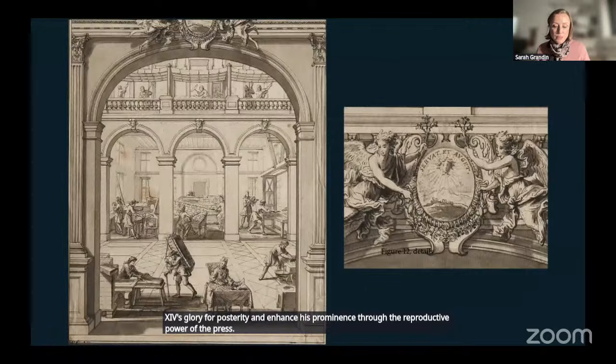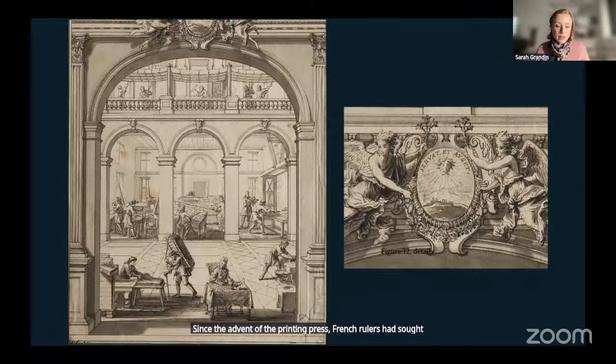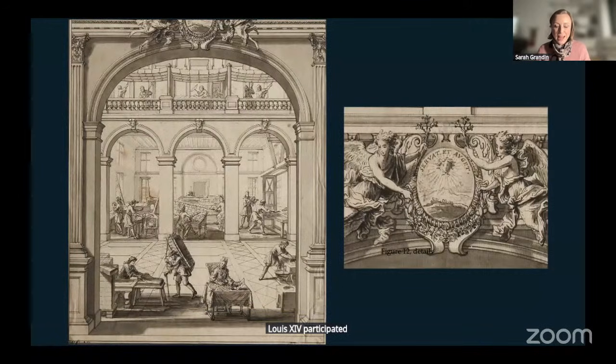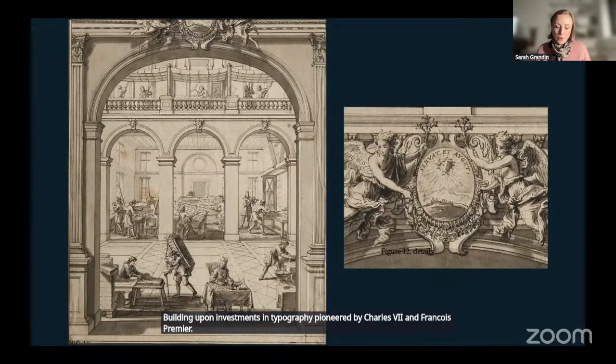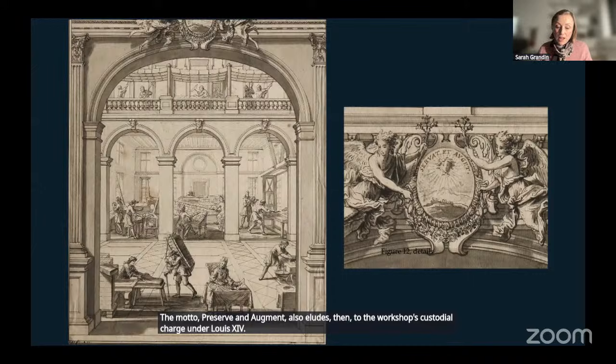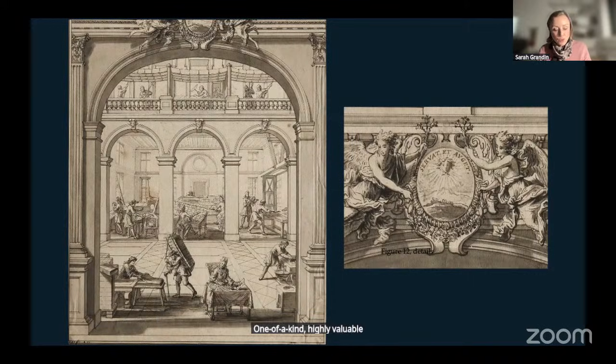Since the advent of the printing press, French rulers had sought to harness its power as a way to shape and control the historical record. Louis XIV participated in this tradition from a young age, building upon investments in typography pioneered by Charles VII and François Ier. The motto, preserve and augment, also alludes then to the workshop's custodial charge under Louis XIV. One-of-a-kind, highly valuable type punches were transferred for safekeeping to the Louvre, where a new typeface, the Romain du Roi, would soon be added to its rich holdings.